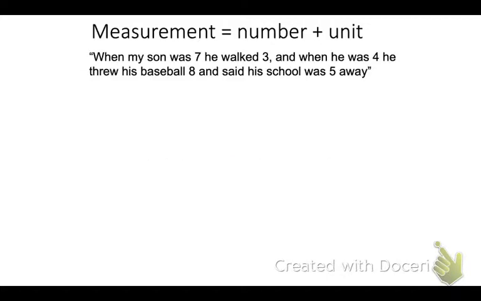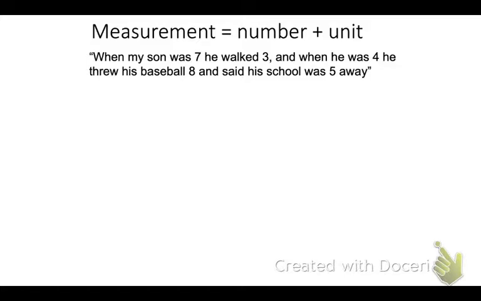Now we're going to look at measurements and why we always need to have numbers and units to describe them. I'm going to read the following for you. When my son was 7, he walked 3, and when he was 4, he threw his baseball 8, and said his school was 5 away. The reason this sentence does not make much sense is that those numbers do not have units. And without units, numbers are meaningless.